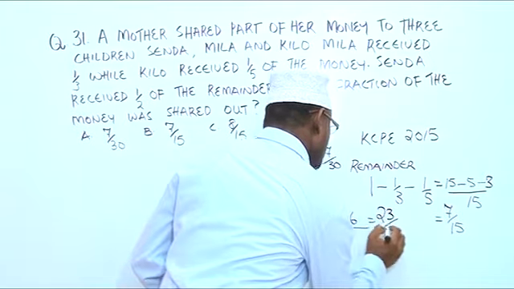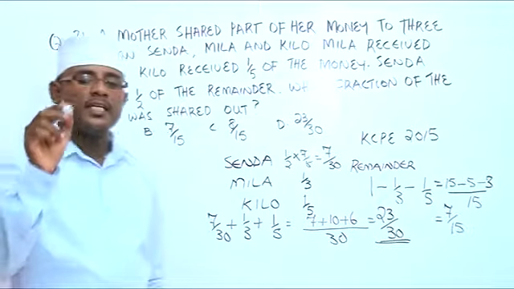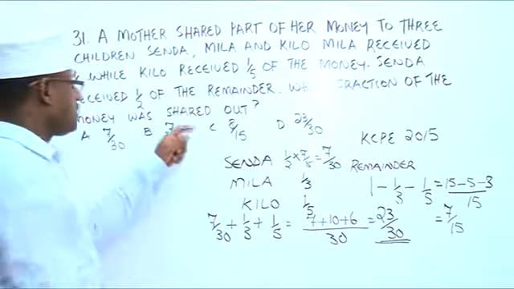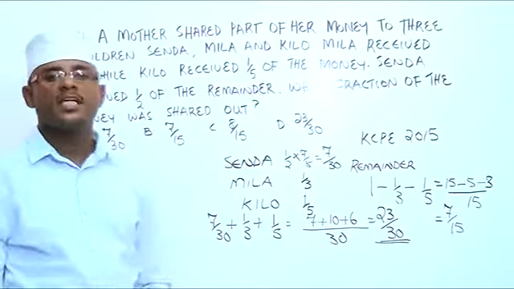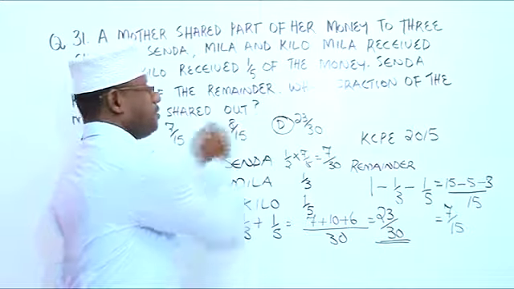23 over 30. This is the fraction of the money that has been shared out. And shared out amongst who? Senda, Mila, and Kilo. Okay? So that is 23 over 30, and that is D.